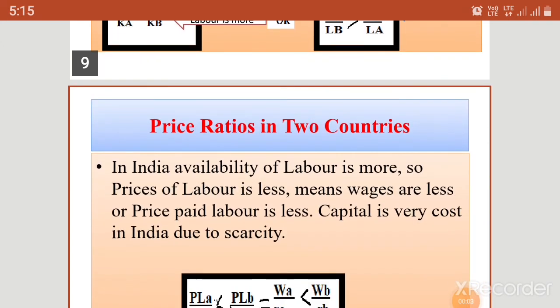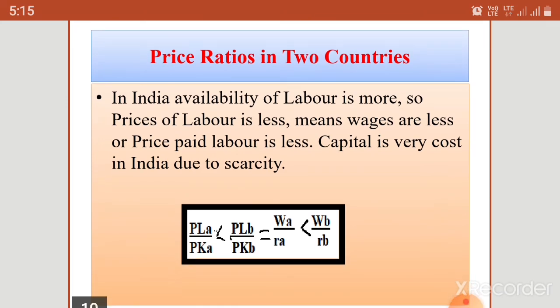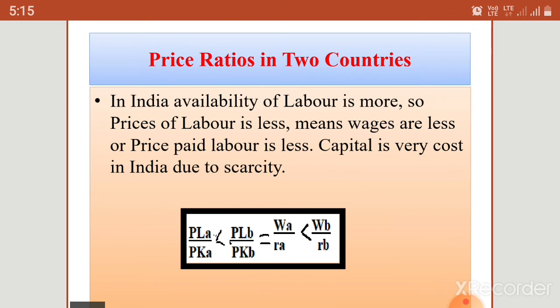Okay. So the availability of the factors of production is the cause for international trade here. These slides explain the price ratios in the two countries. What are the price ratios in the two countries? In India, the availability of labor is very high, so the price of labor is very low, which means wages are low, or the price paid to labor is very low. Capital is very costly in India due to scarcity.